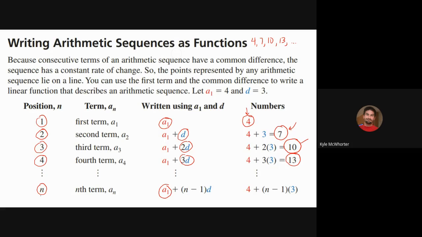So say you wanted to find the 100th term, you would do the first term plus 100 minus 1, which is 99 differences. So hopefully that makes sense. You can kind of see how that pattern works out there. Whatever term you're looking at, you do the first term plus one less than that differences, right? The common difference times one less than the number of the term you're looking for.